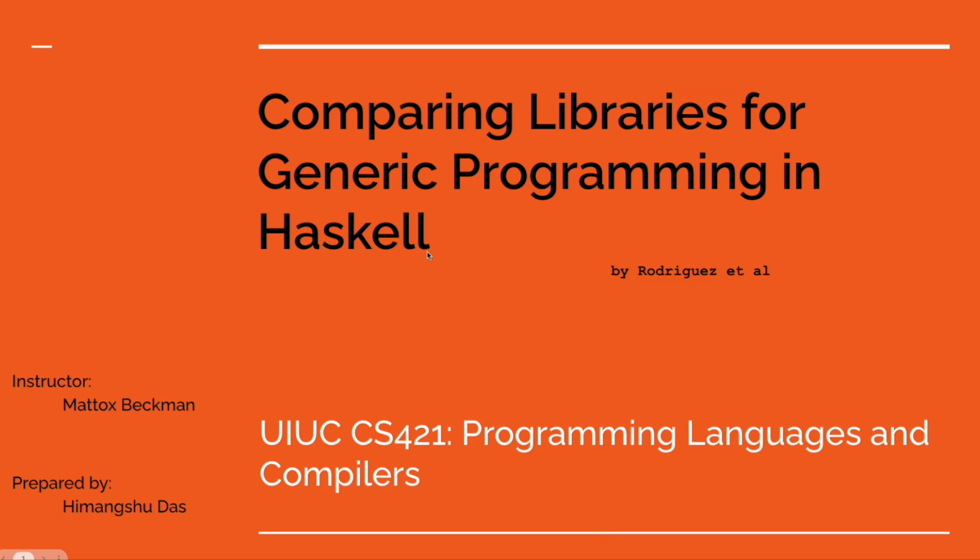This is my final project for CS421 programming language and compilers. In this project I will review a paper for comparing libraries for generic programming in Haskell. The paper is fairly old. It was published by Alexis Rodriguez in the year 2008. My name is Imangshu and I am doing this project alone.